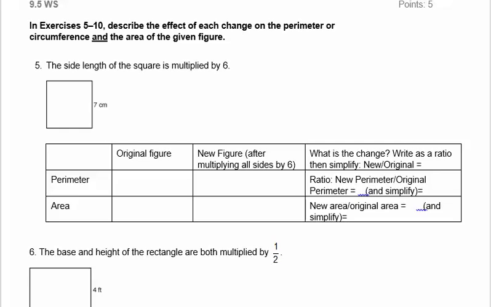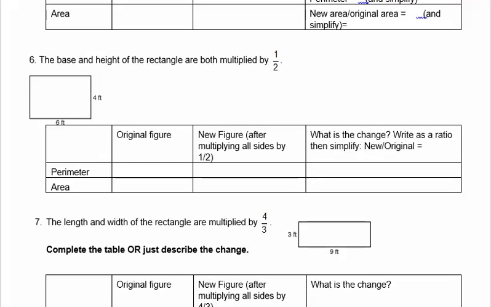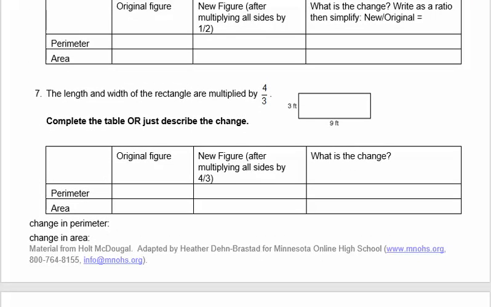Let's look at number 7. The length and width of the rectangle are multiplied by 4/3. So we're going to multiply both of them by 4/3. So we can find the perimeter of the original. 3 plus 9 plus 3 plus 9 is 24 for the original perimeter. And the original area is just 9 times 3 is 27.